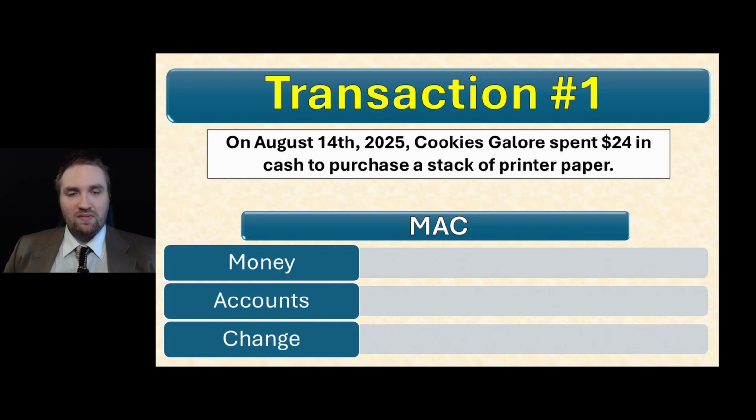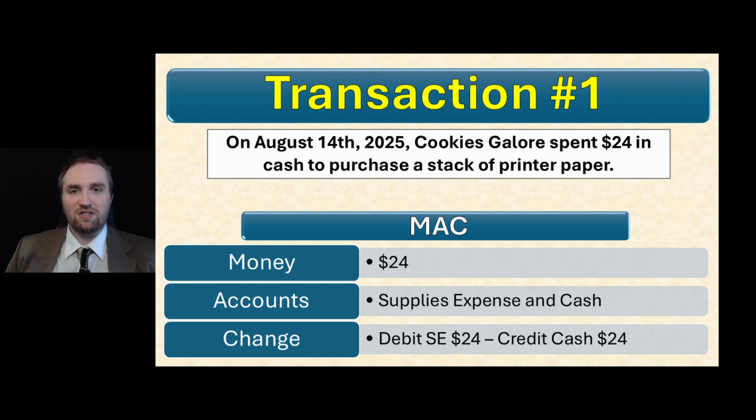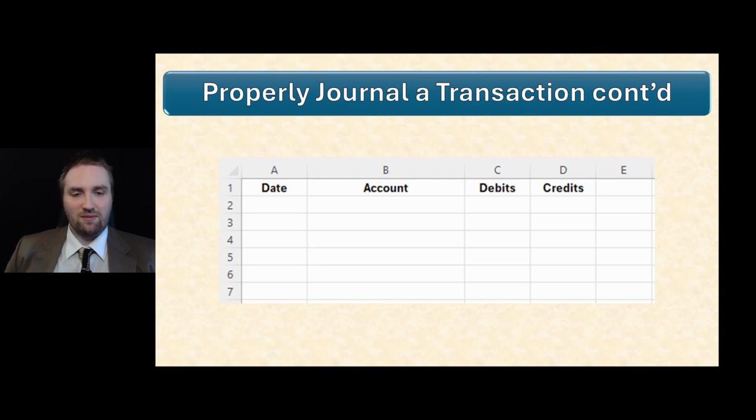Transaction number 1. On August 14th, 2025, Cookies Galore spent $24 in cash to purchase a stack of printer paper. MAC. Money, $24. Accounts, supplies expense and cash. Change, debit supplies expense $24 and credit cash $24. Now, let's do the journal entry. I'll use Excel for this example.